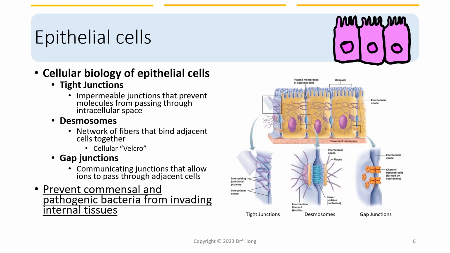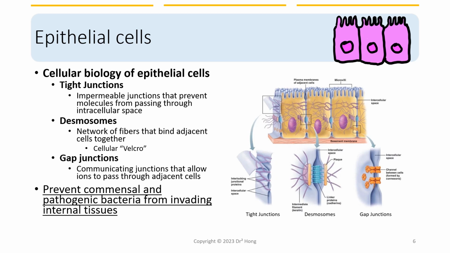Epithelial cells are arranged with different specific junctions to prevent both commensal and pathogenic bacteria from invading internal tissues. The first one is the tight junction. It is a type of impermeable junction that prevents molecules from passing through intracellular spaces. Second, a desmosome. It is a network of fibers that bind adjacent cells together. To visualize this type of junction, you could imagine it is a cellular Velcro.